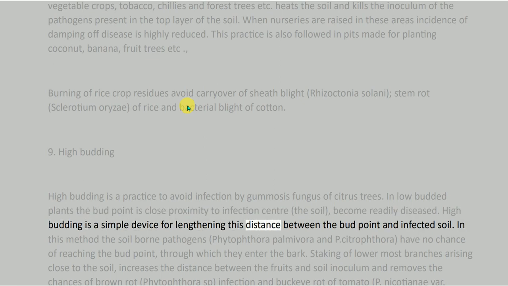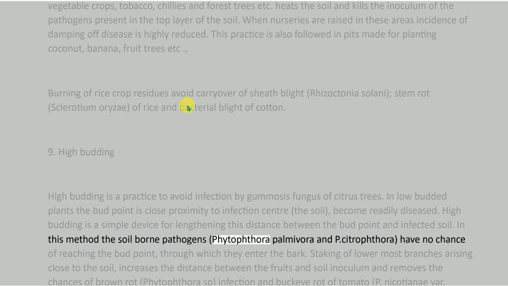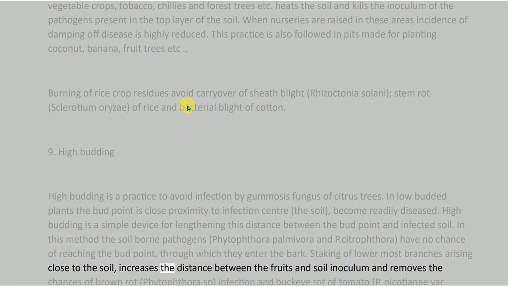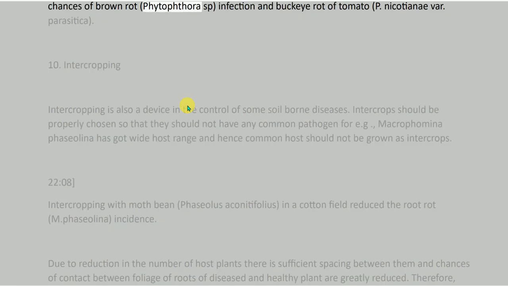In this method, the soil-borne pathogens, Phytophthora palmivora and P. parasitica, have no chance of reaching the bud point, through which they enter the bark. Staking of lower-most branches arising close to the soil increases the distance between the fruits and soil inoculum and removes the chances of brown rot, Phytophthora sp. infection and buckeye rot of tomato, P. nicotianae var. parasitica. 10. Intercropping.